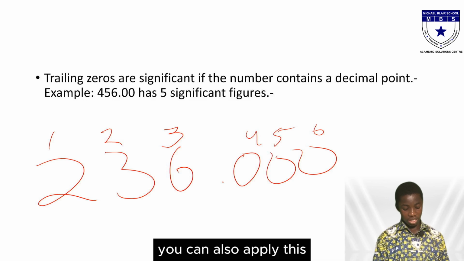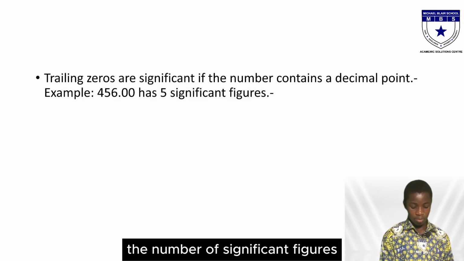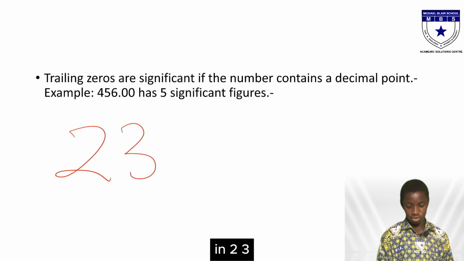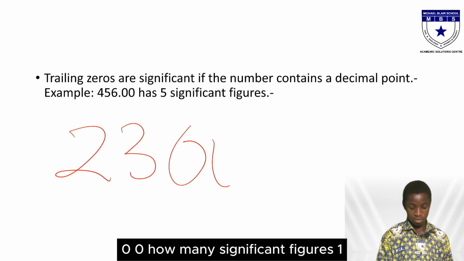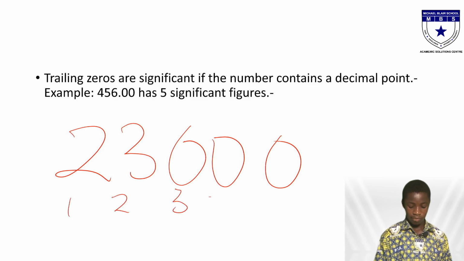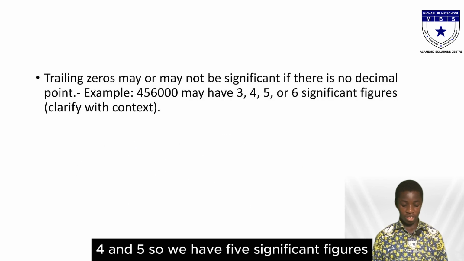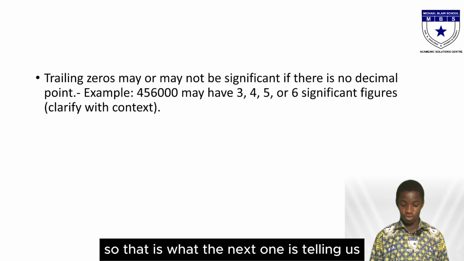You can also apply this in trying to understand the number of significant figures in 23000. How many significant figures? 1, 2, 3, 4, and 5. So we have 5 significant figures. So that is what the next one is telling us.